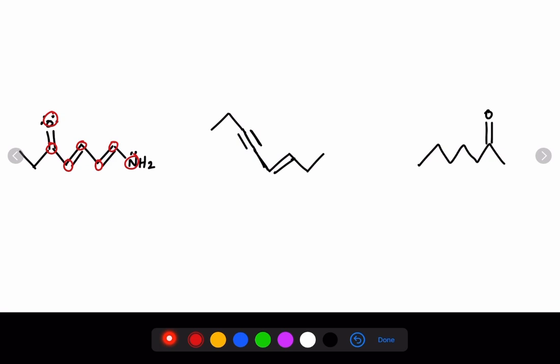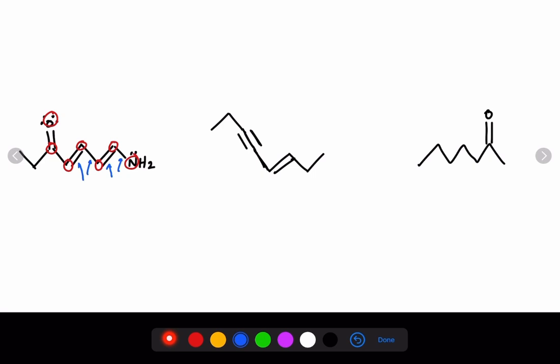A common thing to look for when identifying conjugation is this alternating pattern of single and double bonds between carbons. We have a double bond and then a single bond right after, and then a double bond and a single bond right after.